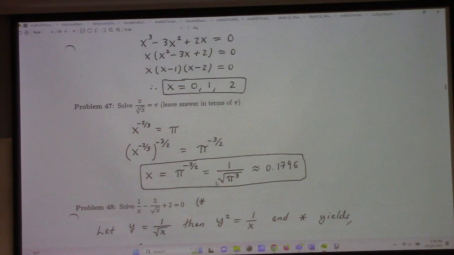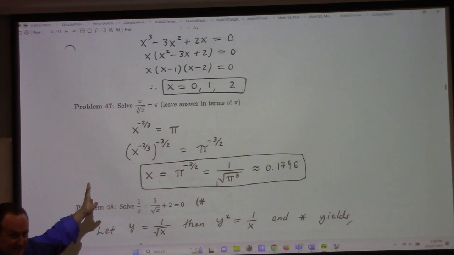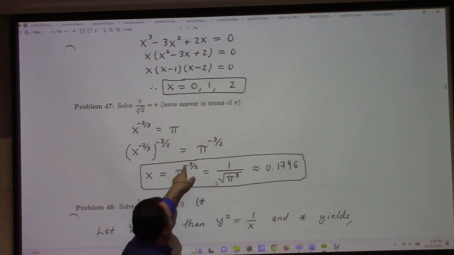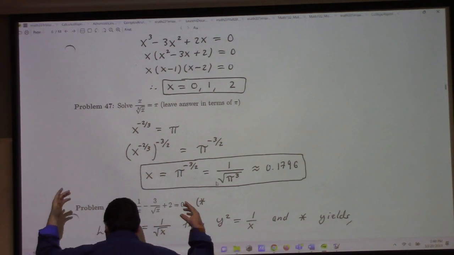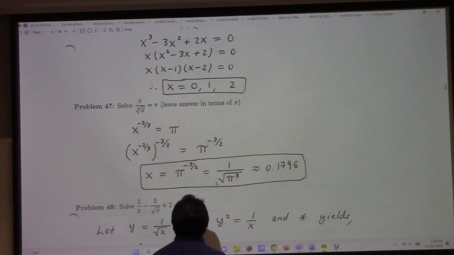So the solution is supposed to be 2/3, not minus 2/3, right? No minus here, no minus here, no minus. In the class example we had a 7, and we left it in terms of pi. Yeah, I think you should also rewrite it.